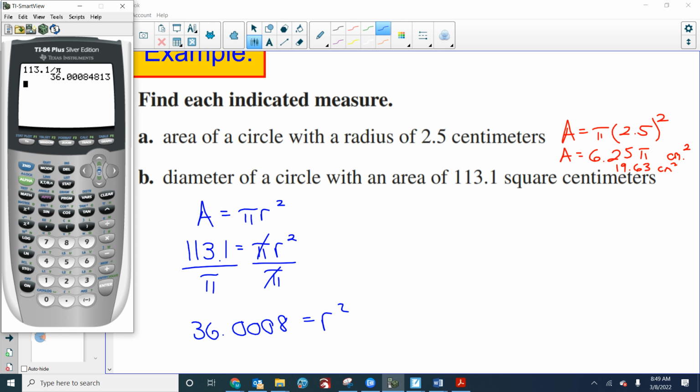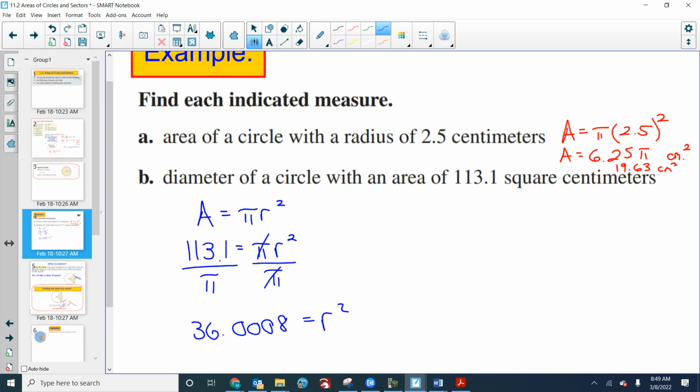So I take the square root of the answer, and yours is the same way. Second negative will put in the previous answer if you put in a square root symbol first. So I'm taking the square root of that number, which is going to be really close to 6. So close, let's call it 6. All right? So we took the square root of both sides, and r is 6 centimeters.